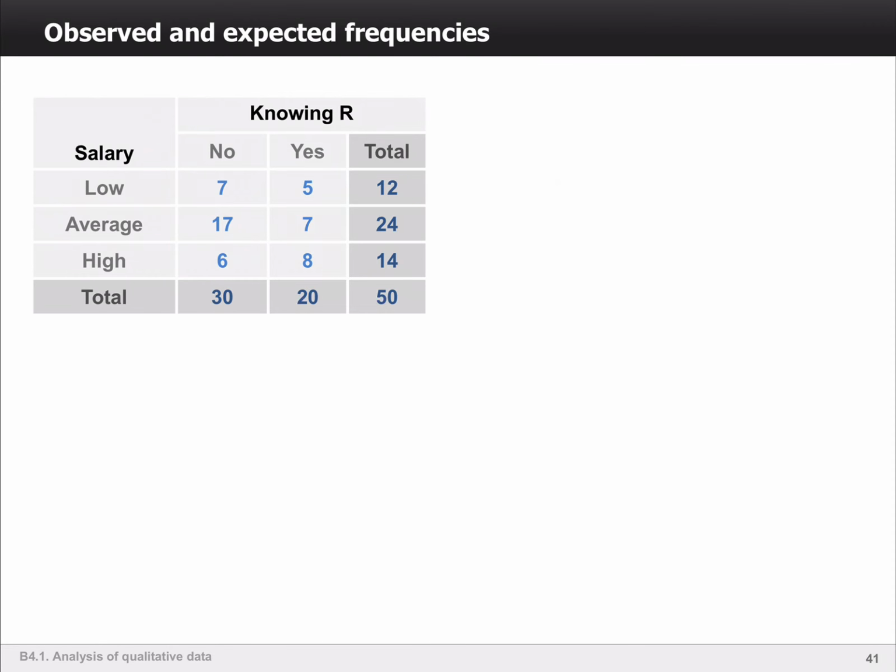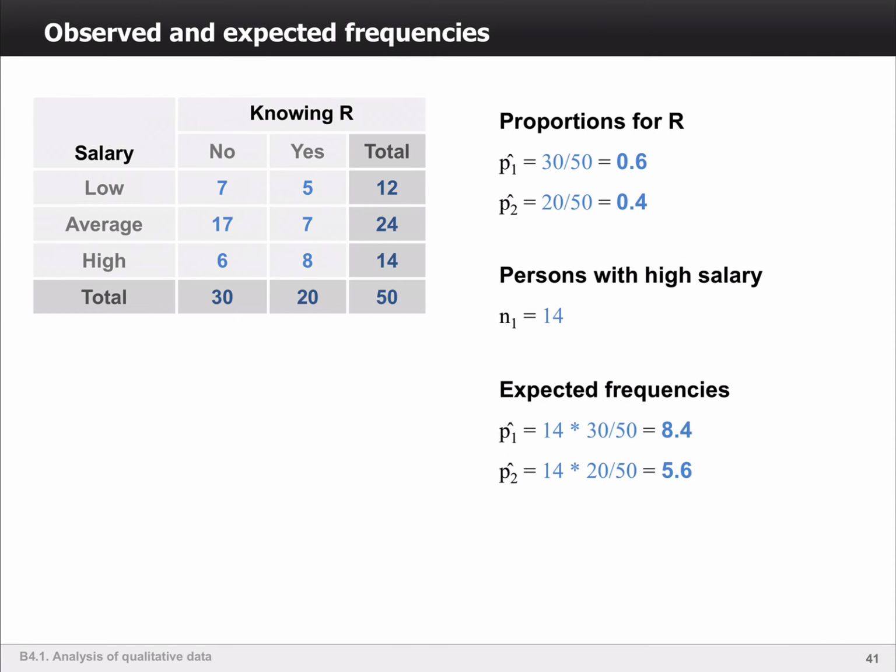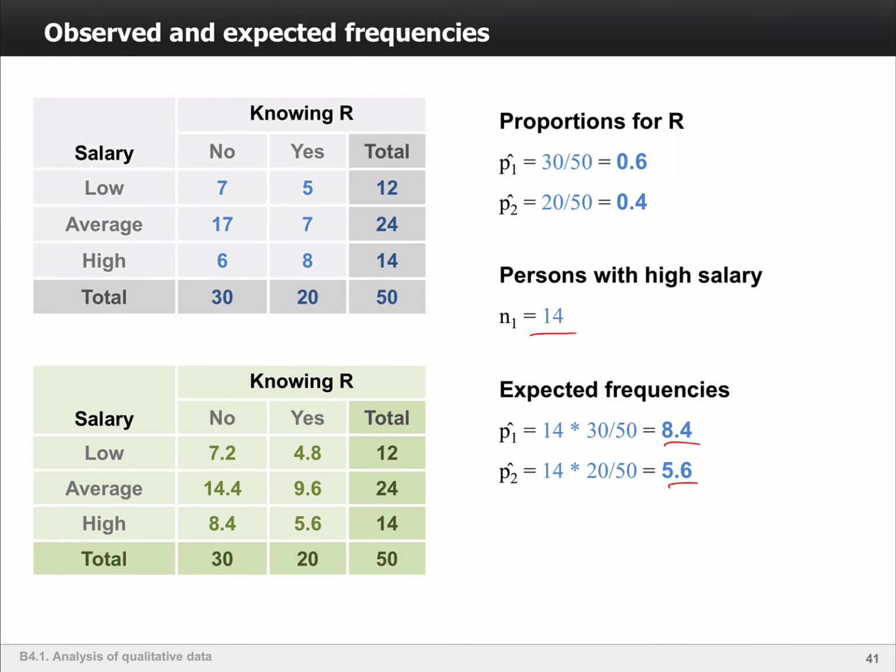Okay. Then we calculate the expected frequencies for the third case. Again, we have 14 engineers in total with high salary. 60% of these 14 don't know R, and 40% of these 14 should know R if we don't have any randomness and the null hypothesis is true. There is no association between these two variables. So we calculated the expected frequencies, and just look, now we also have a difference. We have only 6 here, but 8.4 here. We have 8 here and 5.6 here. So apparently the expected and observed frequencies are different in our case.